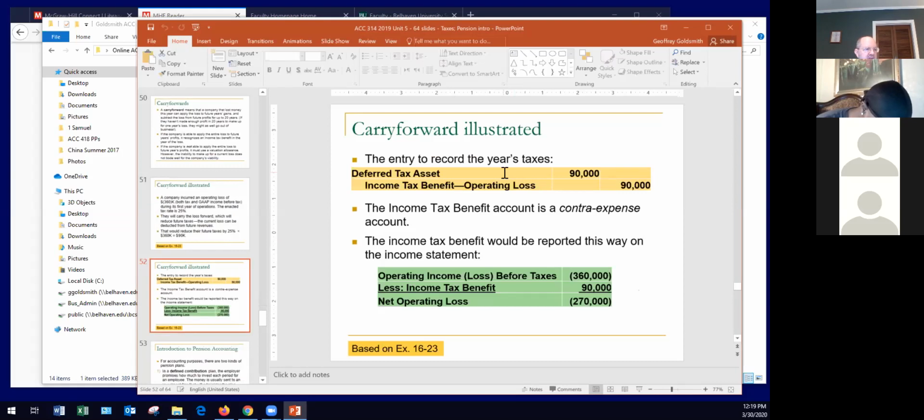So the entry to record the year's loss would include this entry for $90,000. I said to record the loss, it's not the loss, it's the taxes. They would credit income tax benefit, $90,000, debit deferred tax asset, $90,000. The income tax benefit account is a contra expense account that reduces the amount of loss that's reported. And on their income statement, the bottom part would show this. It would show operating income loss before taxes. So parentheses shows that it's a negative number. Subtract from the loss the income tax benefit. And that means that their net operating loss is smaller because they can apply this loss to future profits, and it'll enable them to pay lower taxes.